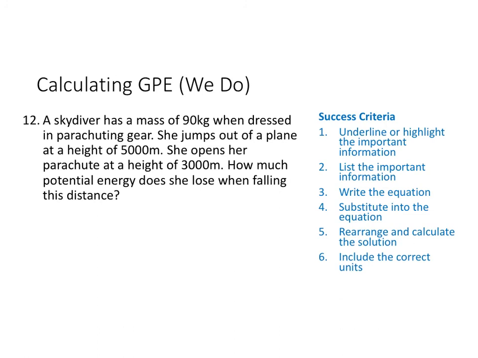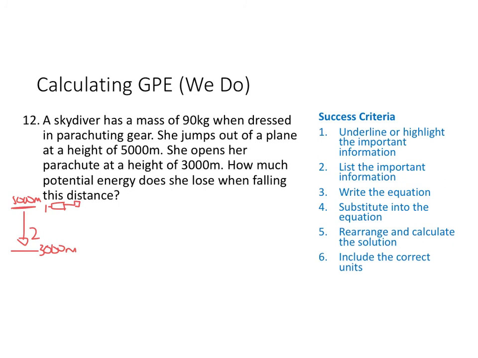A skydiver has a mass of 90 kilograms when dressed in parachuting gear. She jumps out of a plane at a height of 5,000 meters. She opens her parachute at a height of 3,000 meters. How much potential energy does she lose when falling this distance? Right, so I'm going to draw a little picture. This is the highest height, where the aeroplane is. I'm going to struggle to draw a little aeroplane here. One of the worst aeroplanes you've ever seen. She falls from 5,000 meters to 3,000 meters, where she opens her parachute.